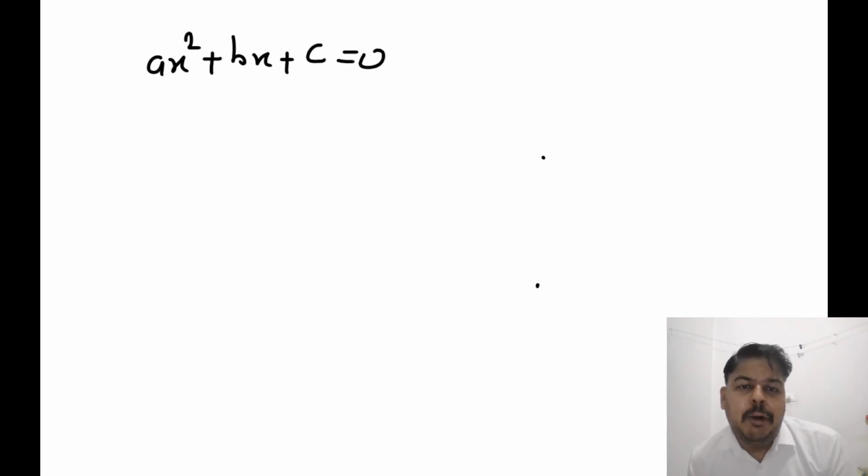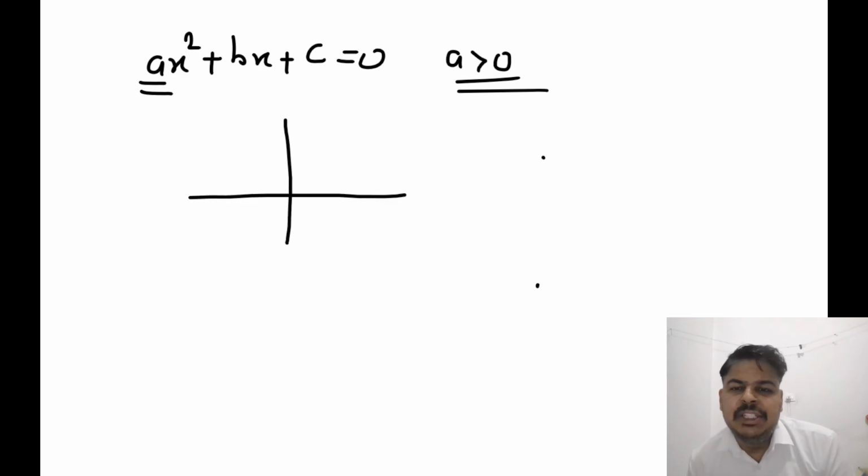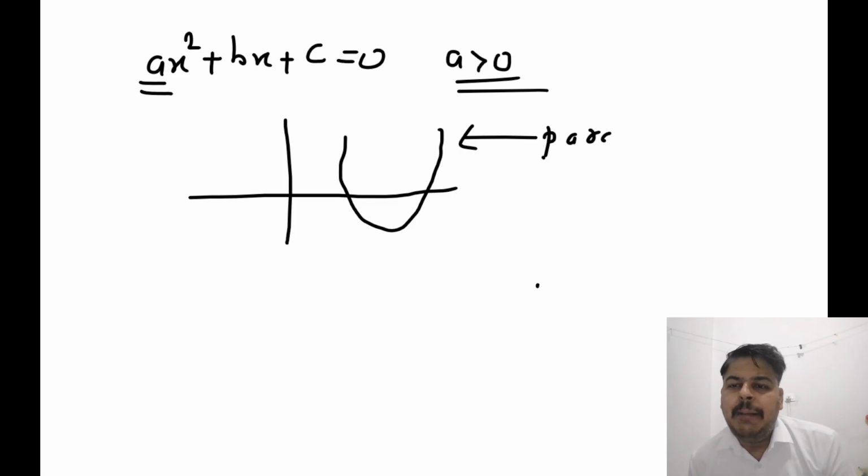Okay, here the important term is a. If a is greater than 0, that means positive, then the graph of the quadratic equation becomes upward. Okay, and it is always remembered as the upward parabola.